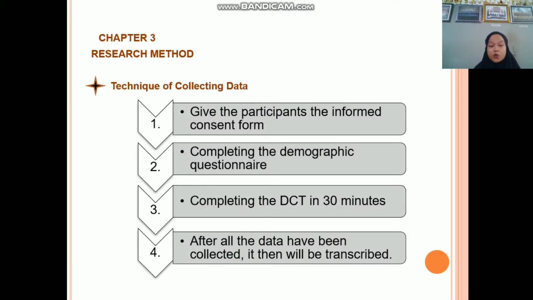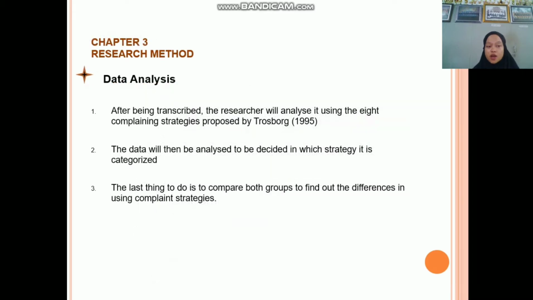The researcher gives the participants the informed consent form and the demographic questionnaire. After completing that, the participants need to complete the DCT. After all the data have been collected, it will then be transcribed.